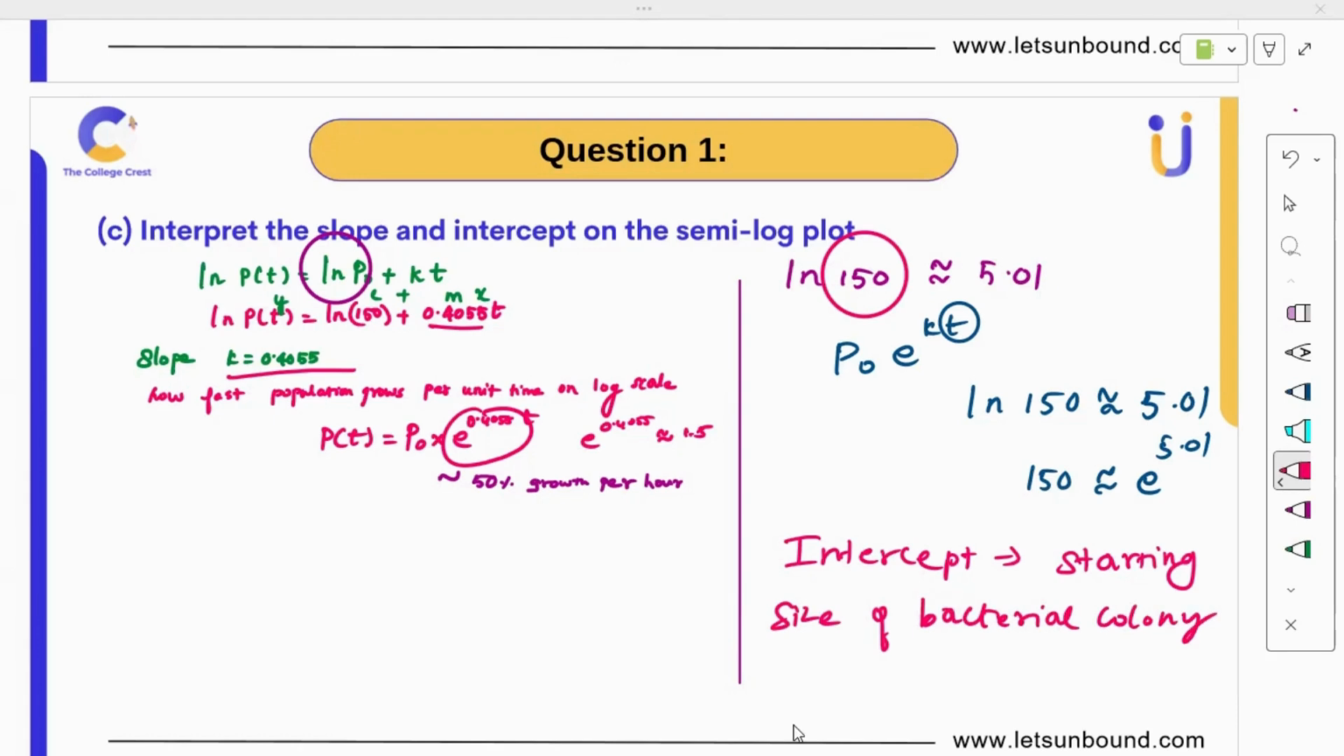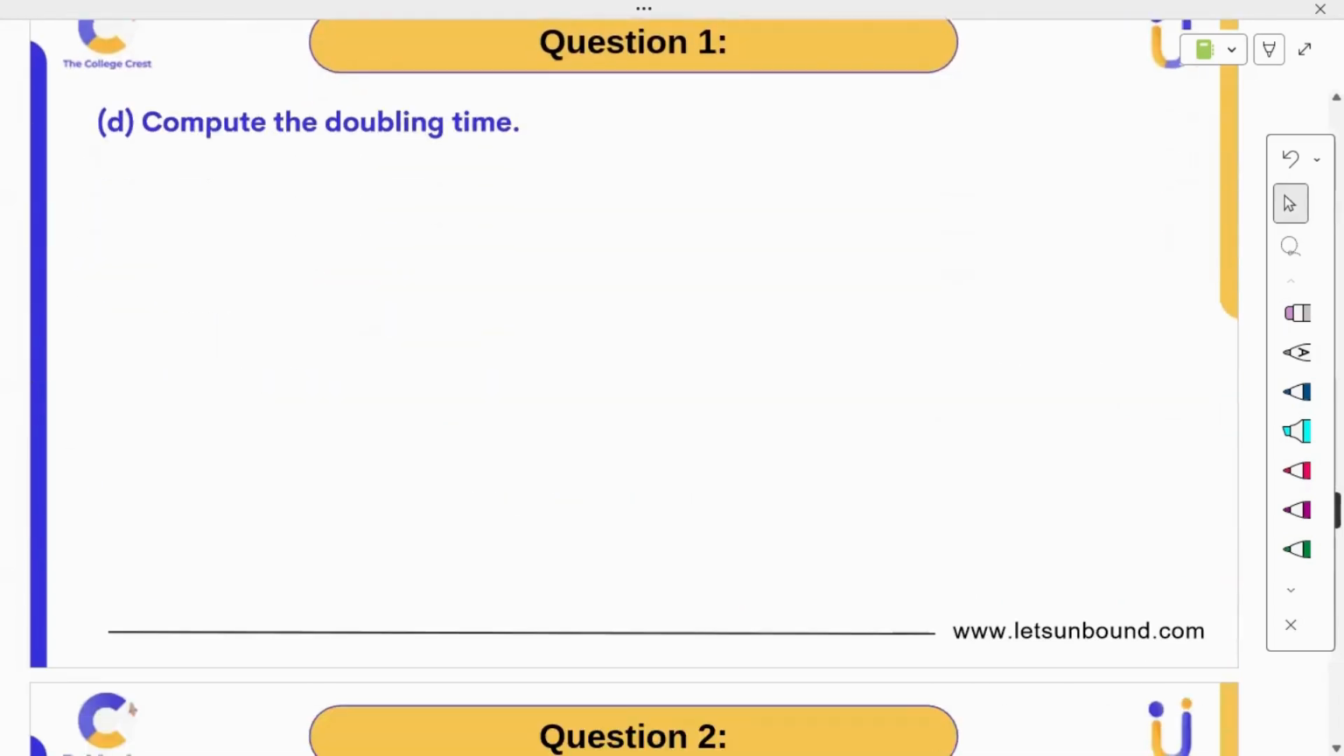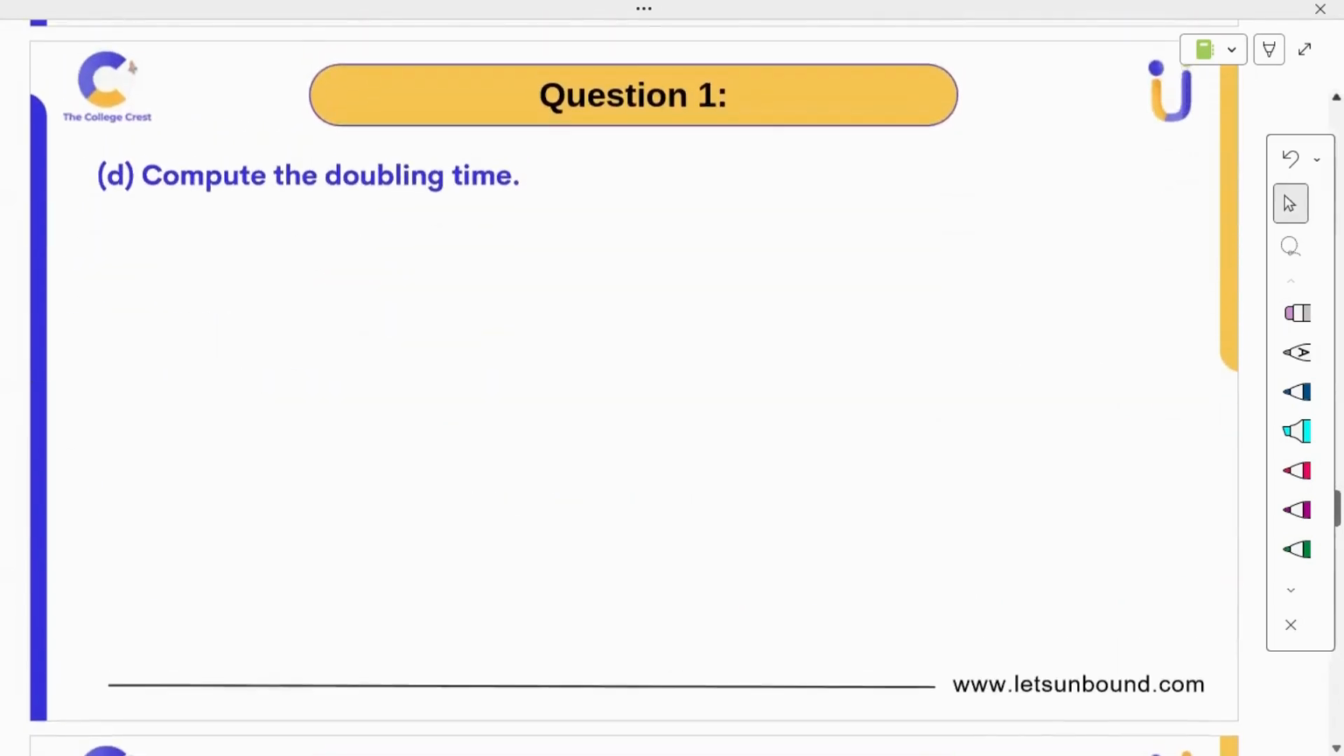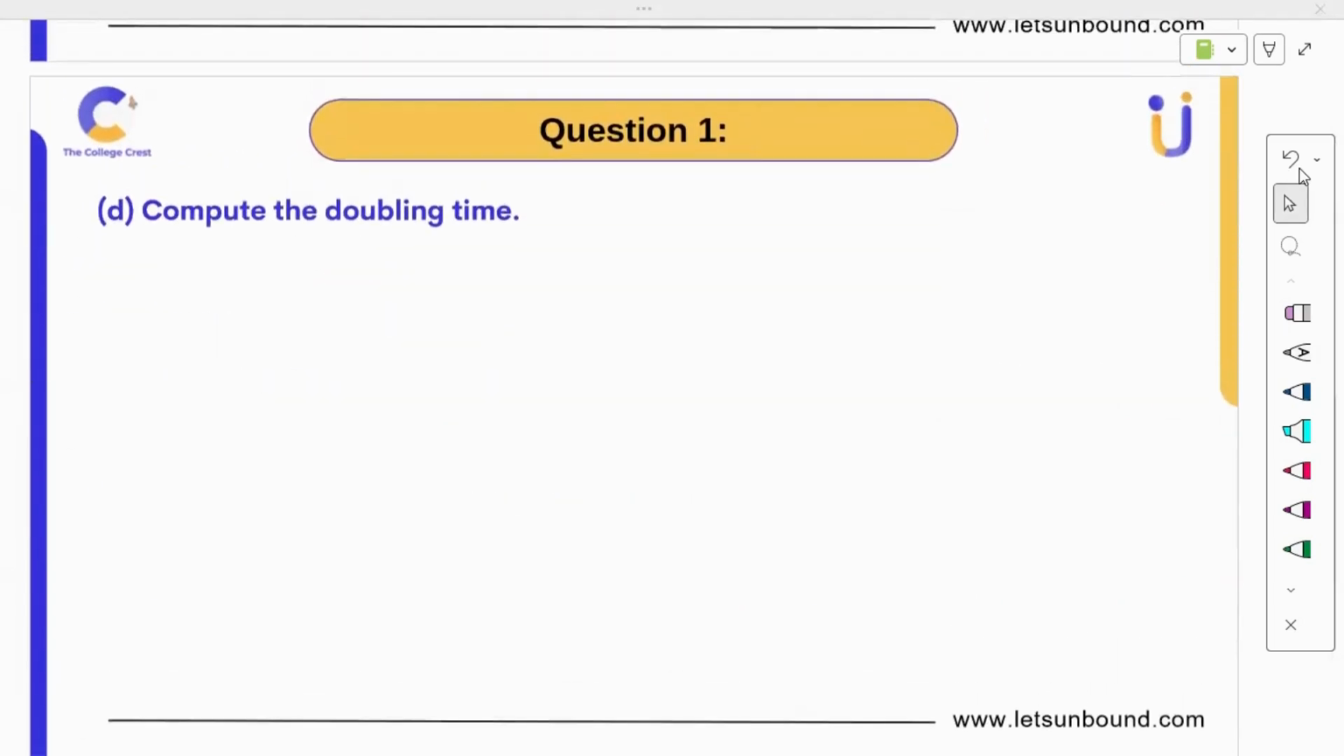Right? So that's it. And now let's move into the T part, compute the doubling time. So what is doubling time? Doubling time is: initially I have 150, when will it become 300? That time is the doubling time. So very simple.